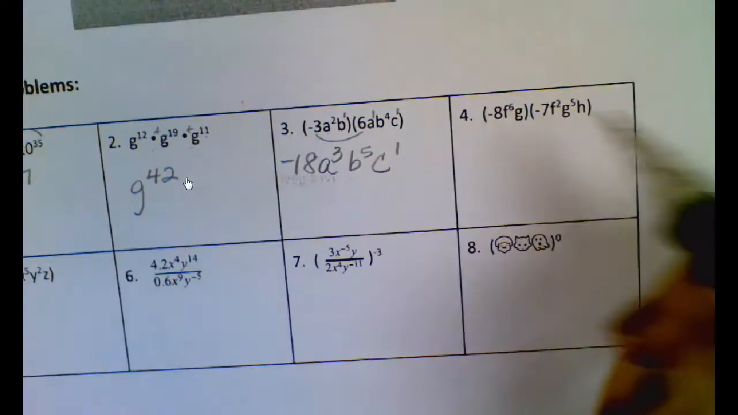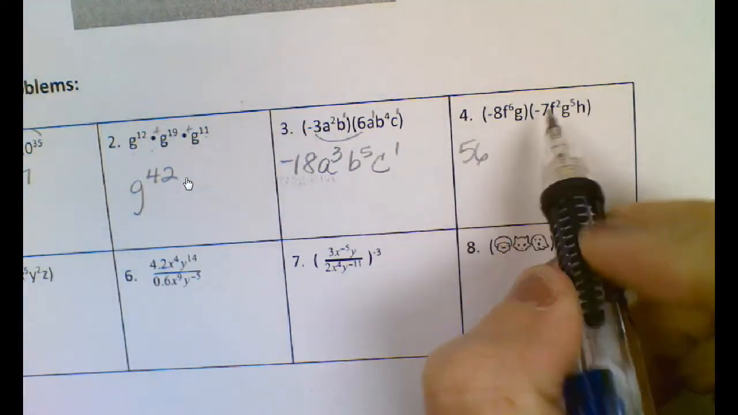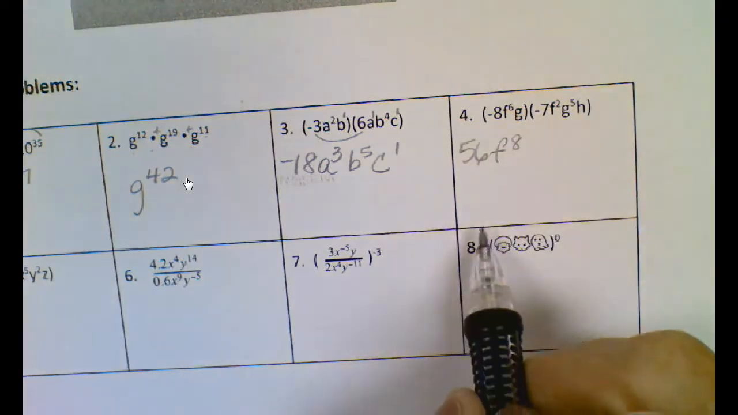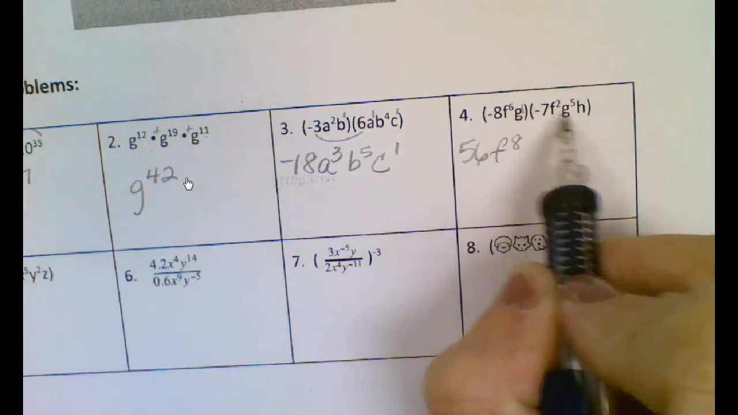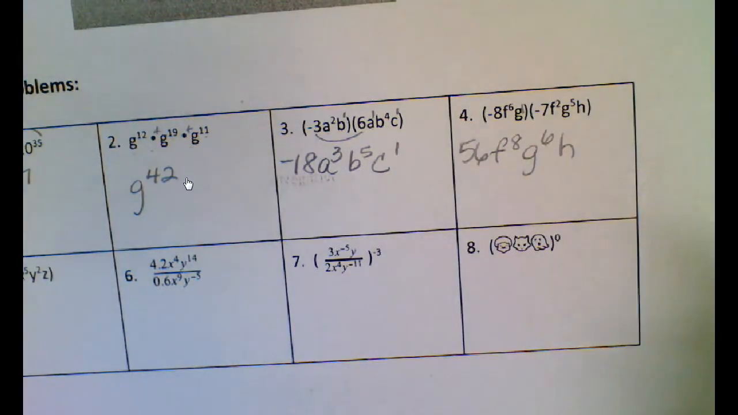For number 4, kind of the same idea as number 3. Negative 8 times negative 7 is 56. I've got 6 and 2 f's, so I've got f to the 8th. I have 1 and 5 g's, so I've got g to the 6th and h.